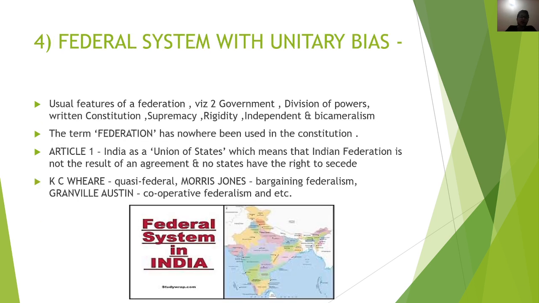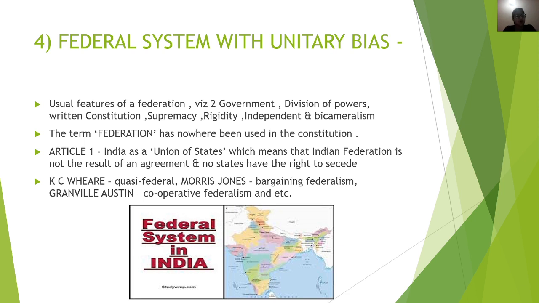So next we can talk about the federal system with a unitary bias. Basically, the Constitution of India establishes a federal form of government. It contains all the features of a federation, like two governments, division of powers, written constitution, supremacy and rigidity of the constitution, independent judiciary, and bicameralism.